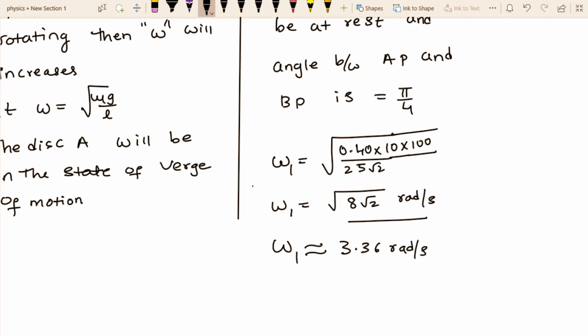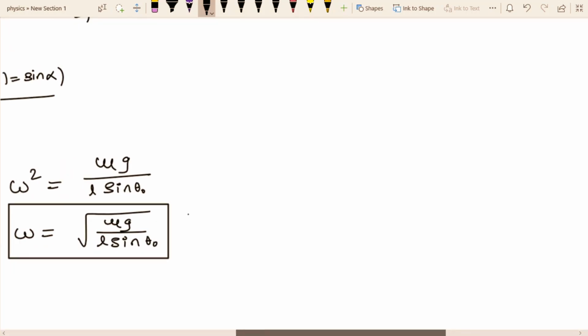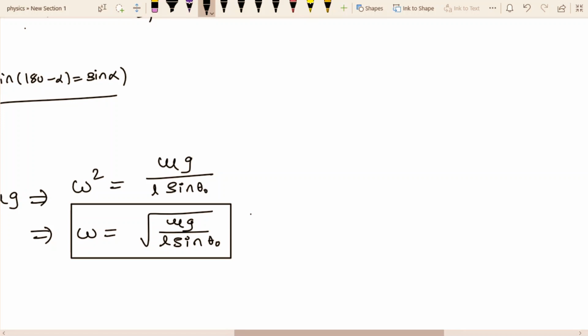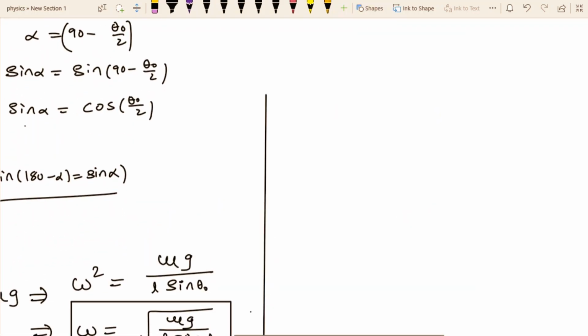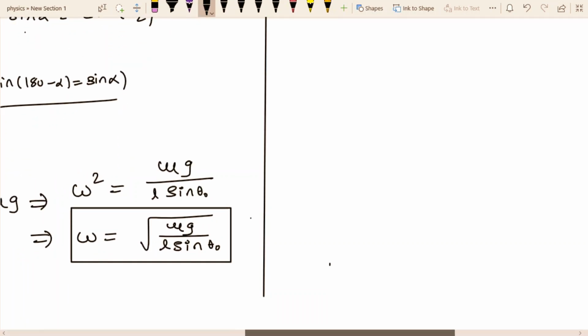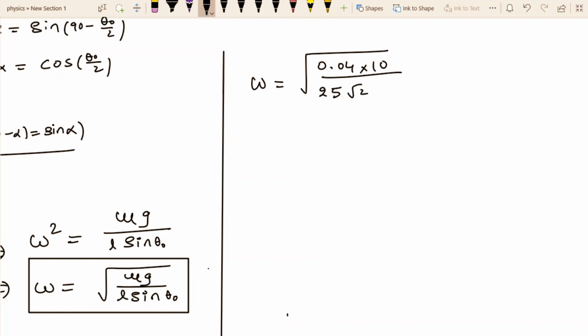This value is the angular velocity 1. So now we have to compute the angular velocity 2. So see this, and let us compute this angular velocity. So I will compute it here. So this angular velocity is the square root over mu, which is 0.04, g value is given as 10, and this L value is given as 25 root 2, and we have to change from centimeters to meters, over sine 45.